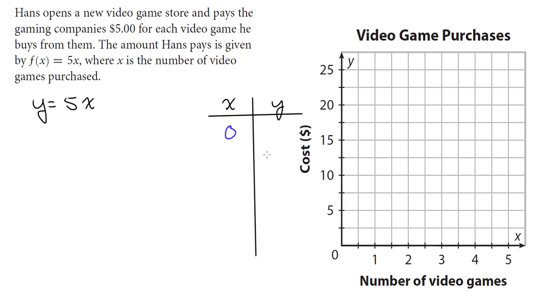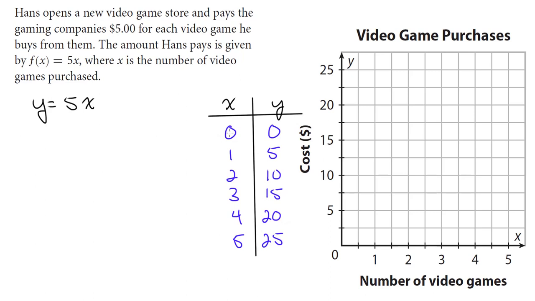If he doesn't buy any games, then he doesn't pay any money, right? If he buys one game, well, 5 times 1 is 5. He owes $5. If he buys 2 games, he owes $10. If he buys 3 games, he owes $15. 4 games, $20. And 5 games, $25.